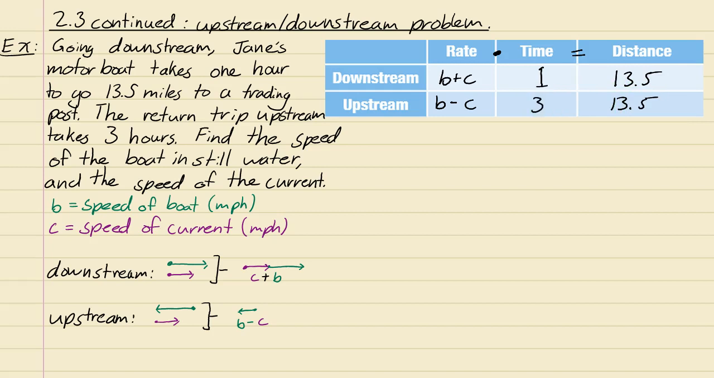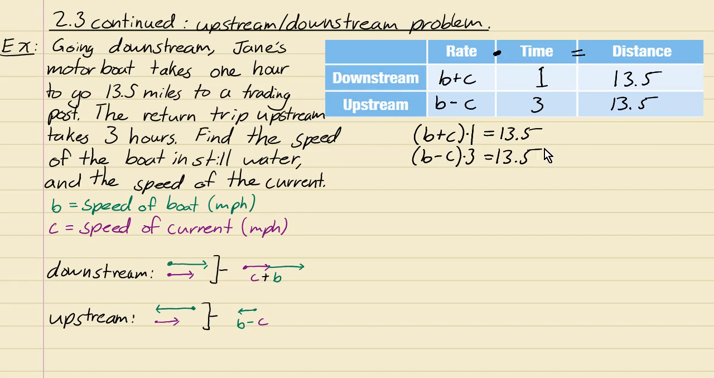So when you do this rate times time equals distance, you get two equations that look like this. You do b plus c times 1 equals 13.5, and b minus c times 3 equals 13.5. And that gives you two different equations with two different variables that you can solve in the normal way, either using elimination or substitution.